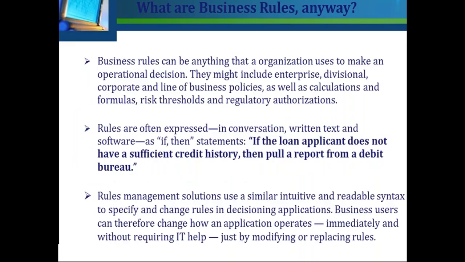And these business rules can be anything that an organization uses to make an operational decision. This is mainly used to take decisions for the organization. They might include enterprise level decisions, divisional level decisions, corporate and line of business policies, as well as calculations and formulas or risk thresholds and regulatory authorizations. Any of these can be a part of the business rules.